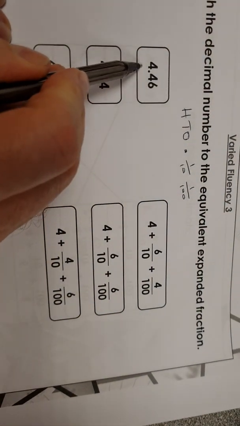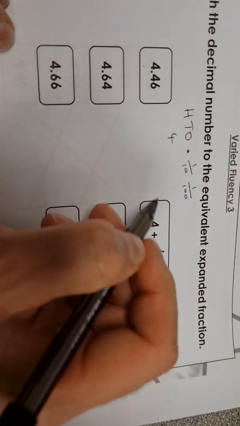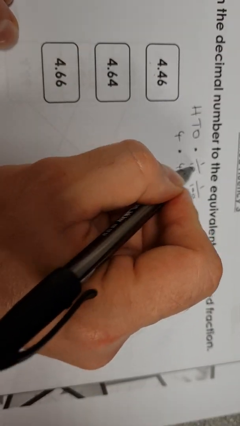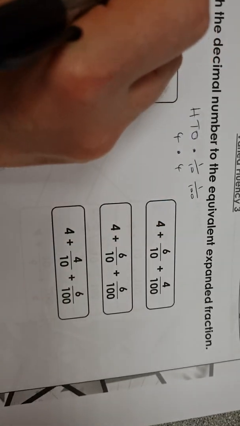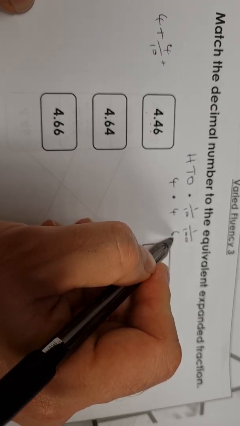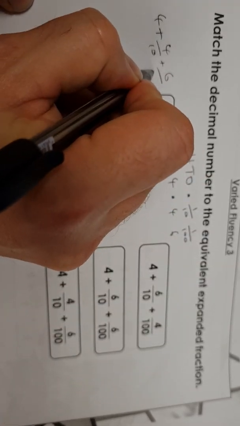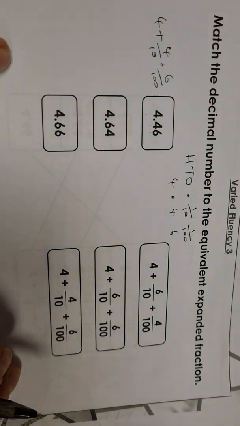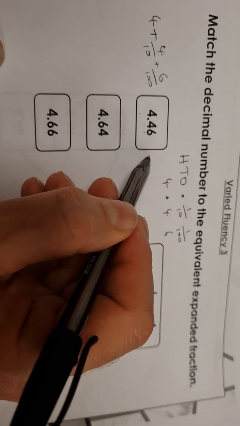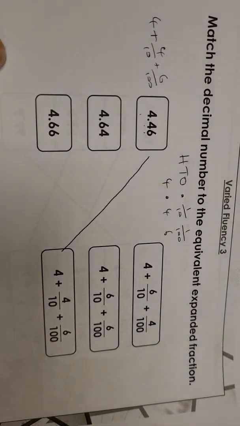So let's look at 4.46. I know that's 4 whole ones, decimal point. The first digit is in the tenths column, so that is going to be 4 whole ones, it's 4 tenths. And what's the 6? Well, the 6 is in the hundredths column. So that must mean that that is 6 over 100. So I need to find that one. So I need 4, add 4 tenths, add 6 over 100. That matches to that one.